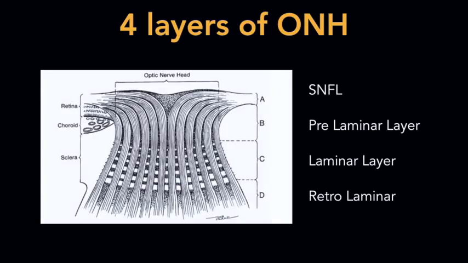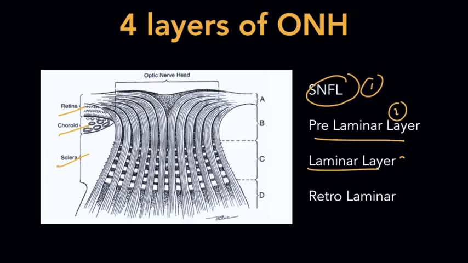Okay. Now let us look at the 4 layers of the optic nerve head. Starting from retina to choroid, you have 4 layers. First layer is the surface nerve fiber layer. Second is the prelaminar. Third is the laminar, and fourth is the retrolaminar layer.